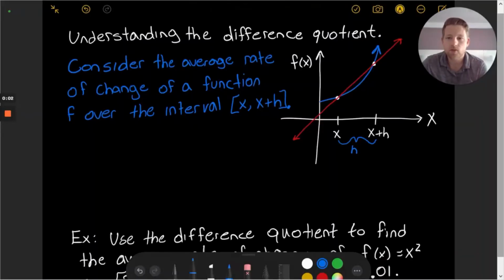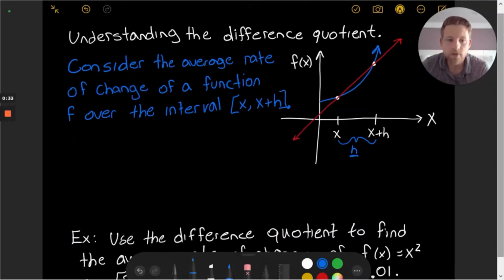Welcome. In this video, we will take a look at understanding the difference quotient. Let's first consider the average rate of change of a function over an interval x to x plus h, where this little h value is some small value greater than 0. We can see that over this interval of the function, we have run 4 units of area.